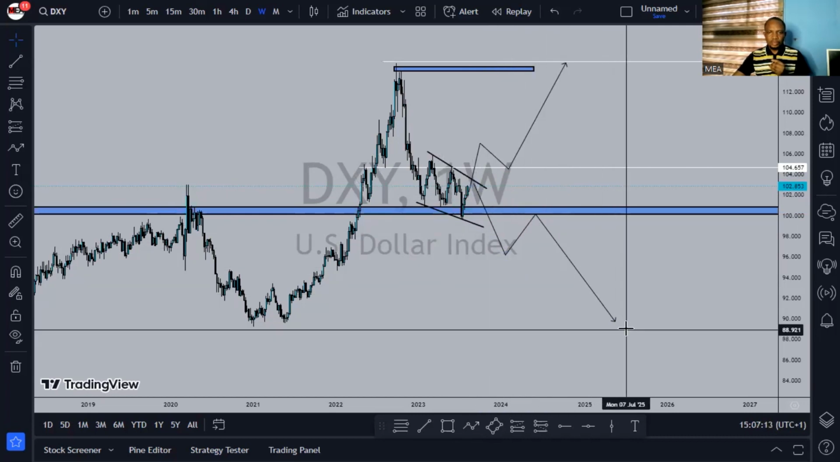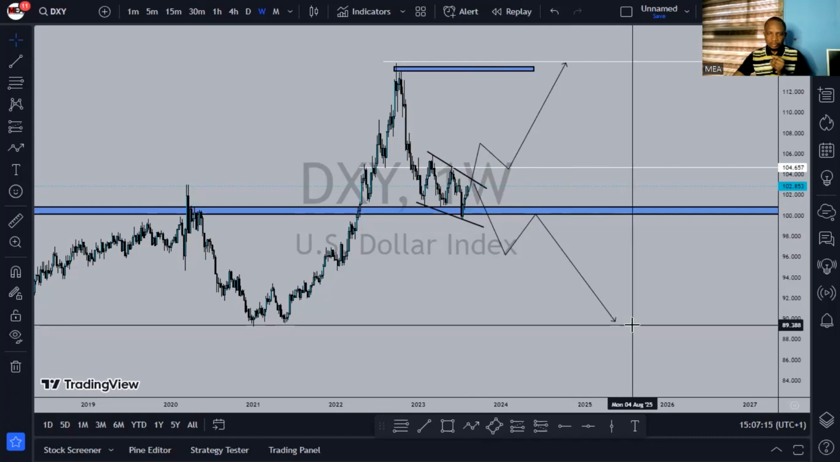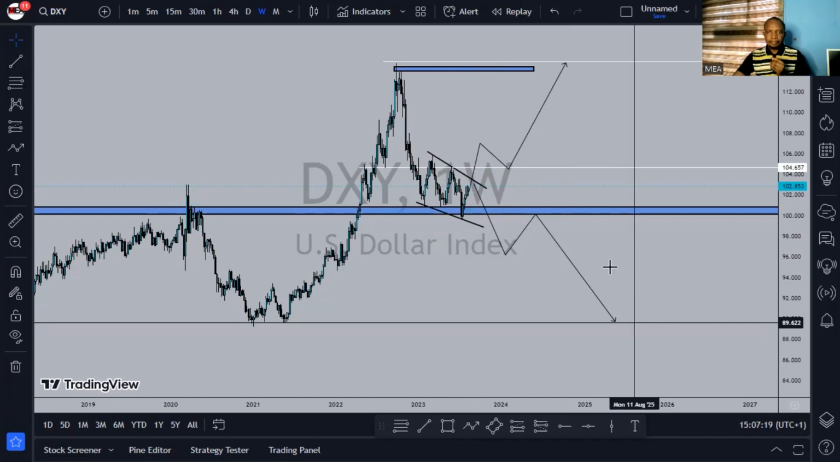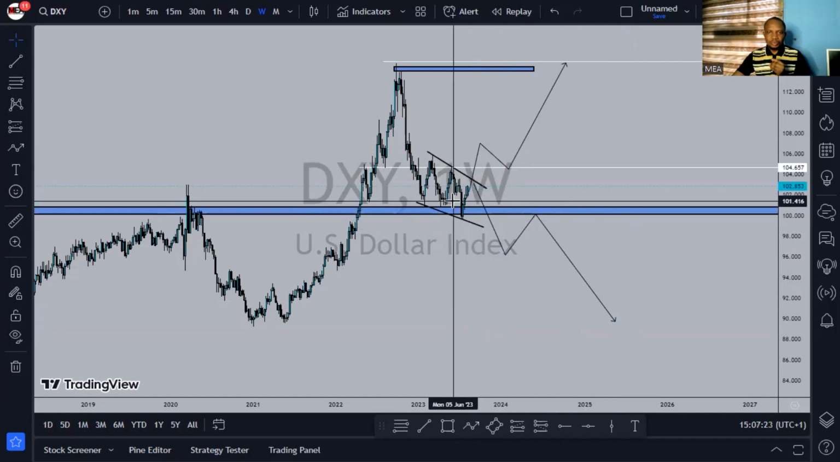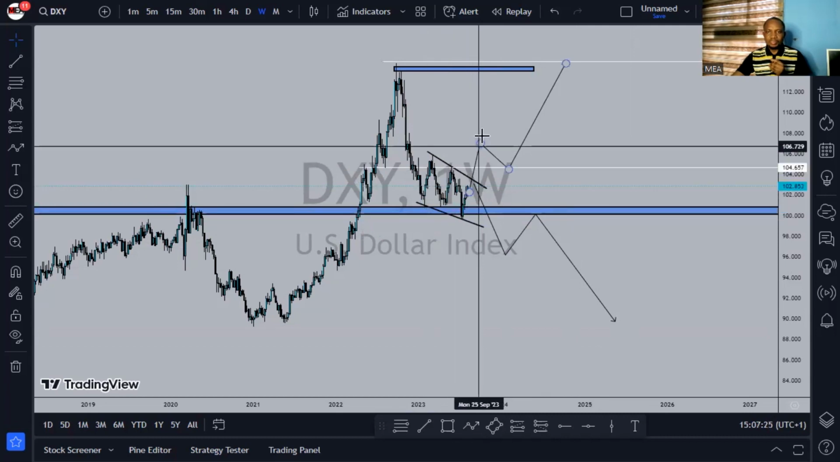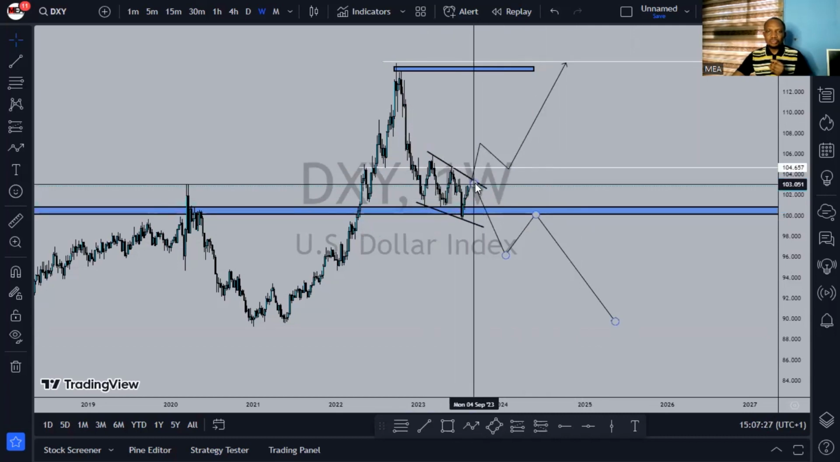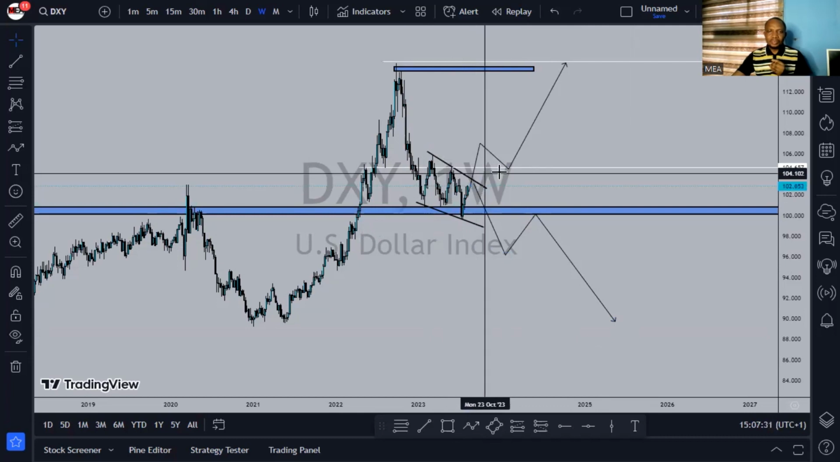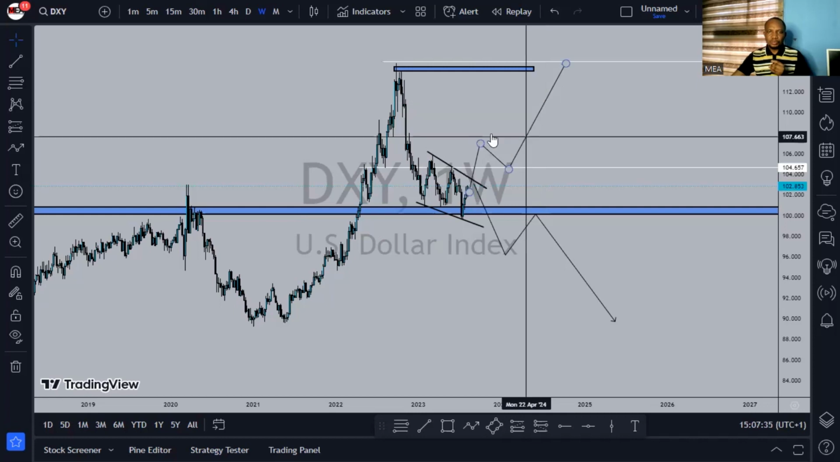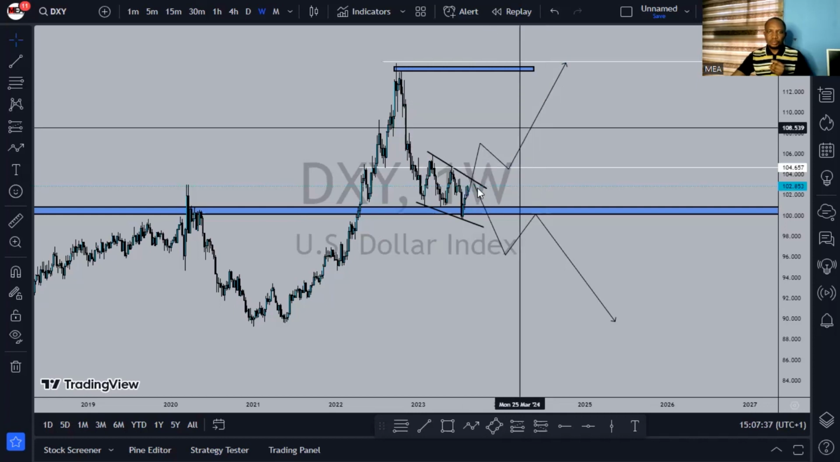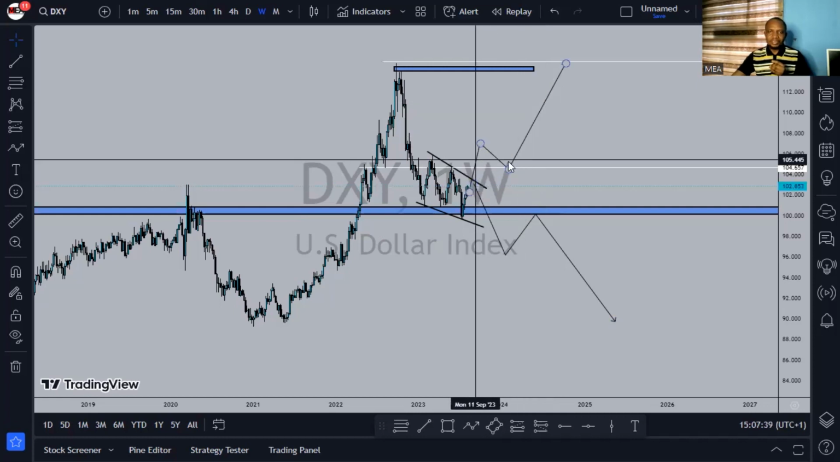It will happen. When the DXY strengthens or breaks out of this continuation pattern to the upside, that means you do what? You start selling Euro USD, Great British Pound, you sell gold. That means the dollar will strengthen.